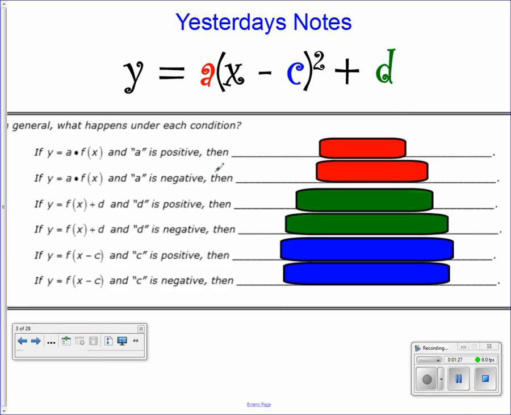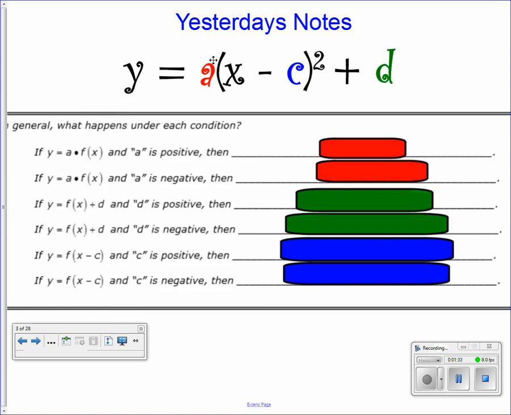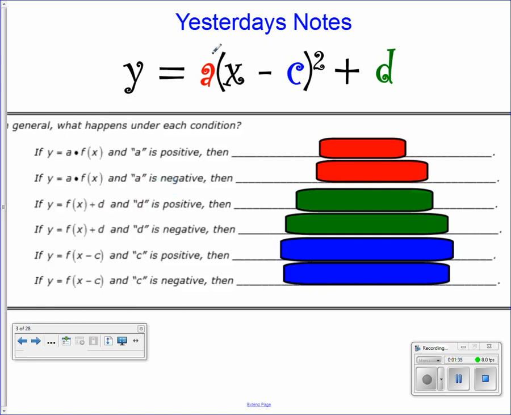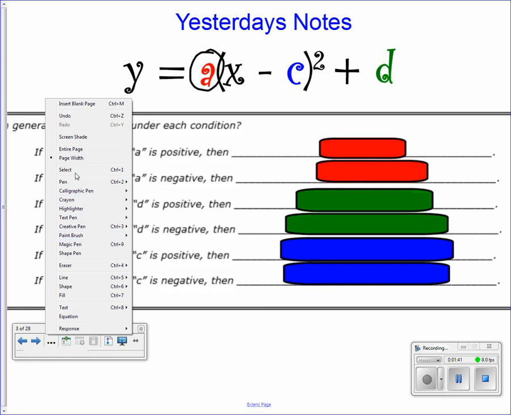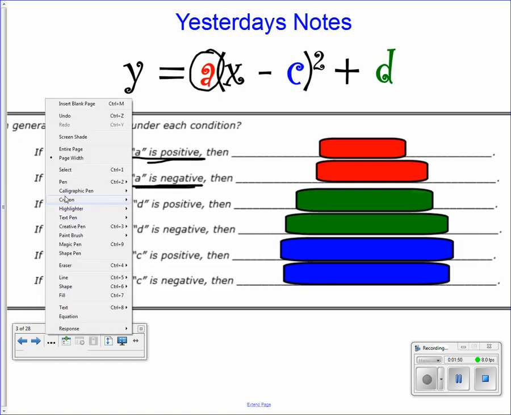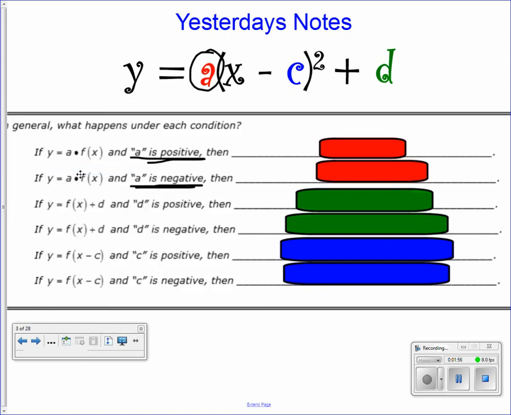All right, so let us review yesterday's notes. When we have a positive a value or a negative a value, something's going to happen to our parabola. Now find what happens on your notes. A positive a value means the parabola opens up, and a negative a value here in front of the parentheses or in front of your x means the parabola opens down.